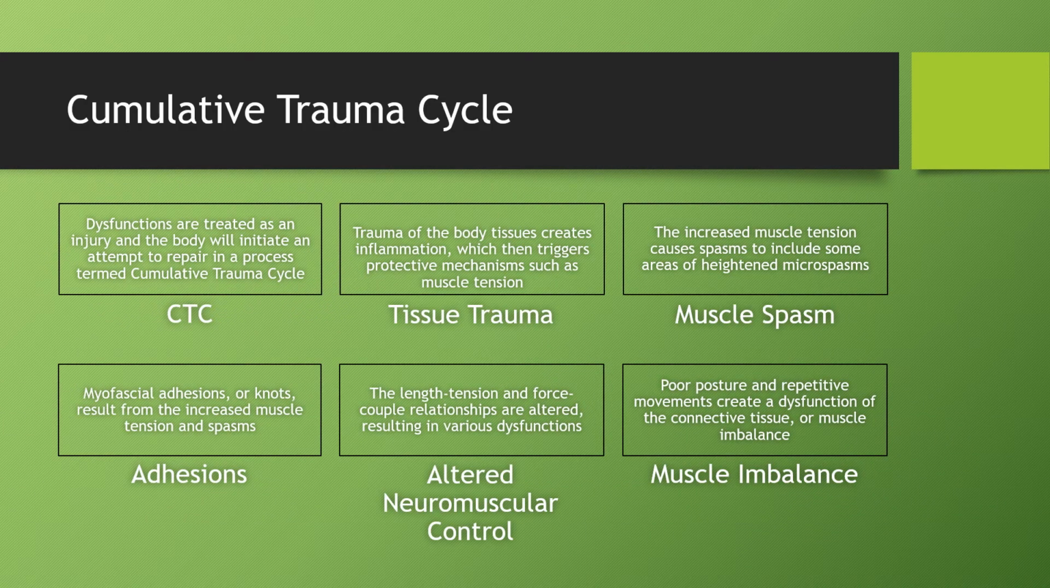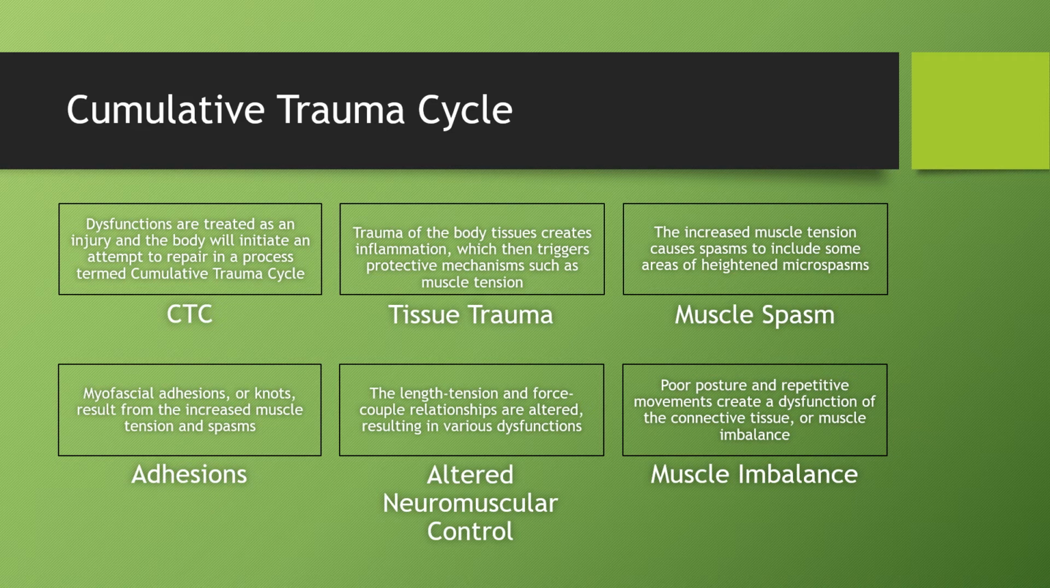The cumulative trauma cycle is a process that occurs when there is a dysfunction of connective tissue. These dysfunctions are treated by the body as being an injury, and it will therefore initiate an attempt to repair the dysfunction. When trauma occurs to the tissue, it creates inflammation, which then triggers protective mechanisms such as muscle tension. Increased muscle tension then causes spasms, which includes some areas of heightened microspasms. The increase in muscle tension and spasms can result in myofascial adhesions or knots.